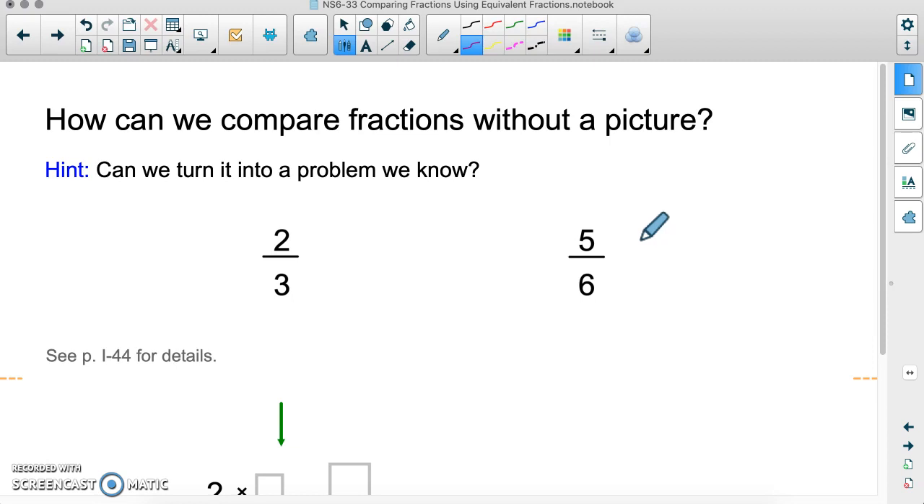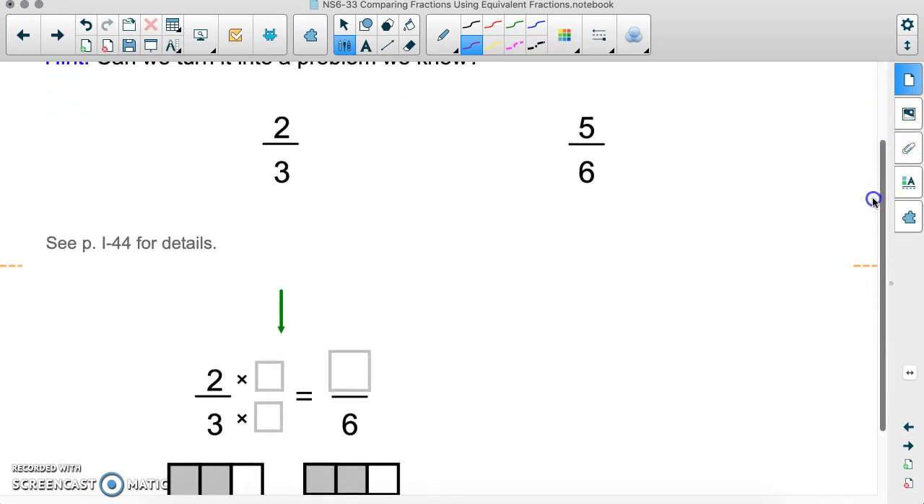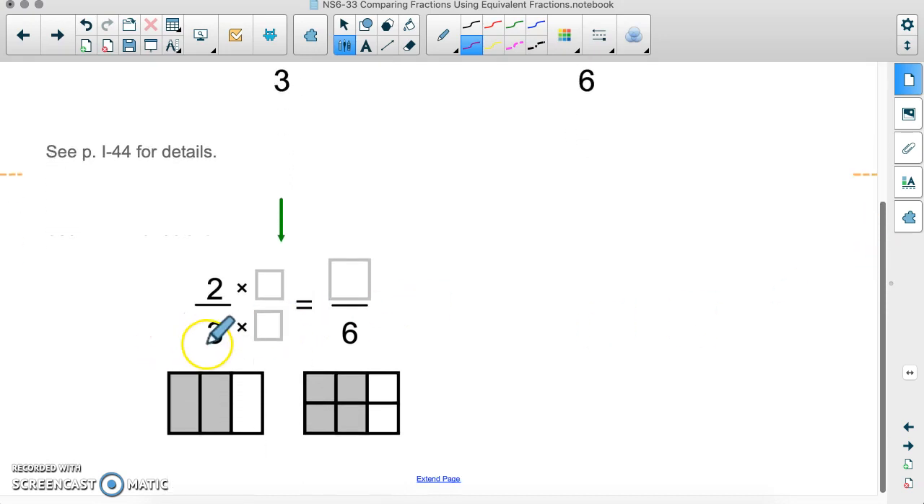In other words, is there a fraction with a denominator 6 that is equal to 2/3? Well, let's look at it this way. I want you to think of 3 times what can give me 6? Well, if I did 3 times 2, I'm going to get 6.